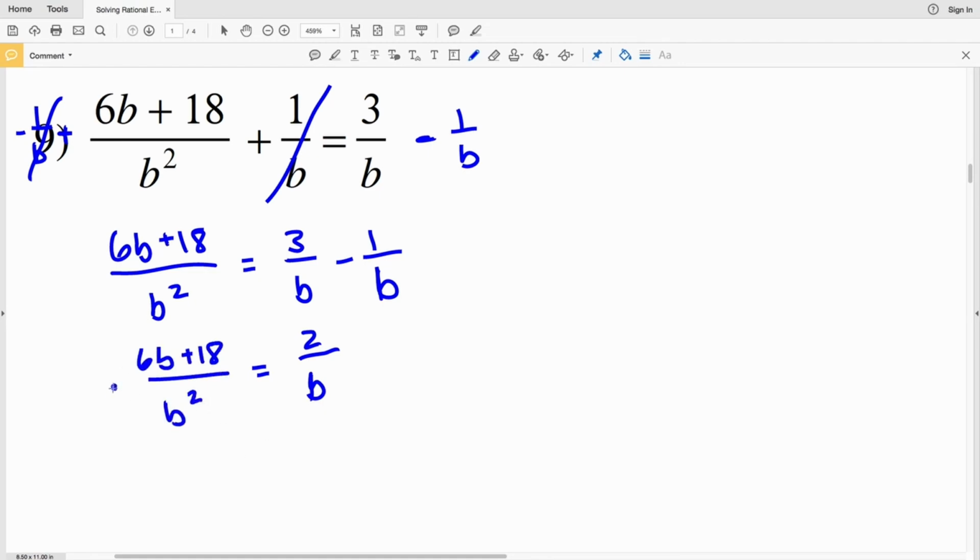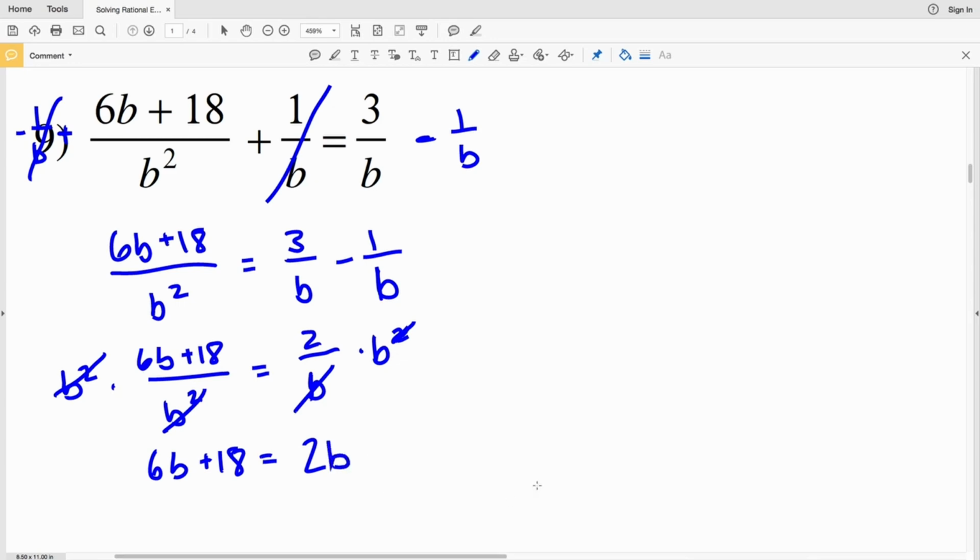I'm going to multiply both sides by b squared, and doing so, I'll be left with 6b plus 18 on the left-hand side, and the b in the denominator on the right gets canceled out, but I'm still left with 1b in the numerator. So then that'll leave me with 2 times b, which is 2b.